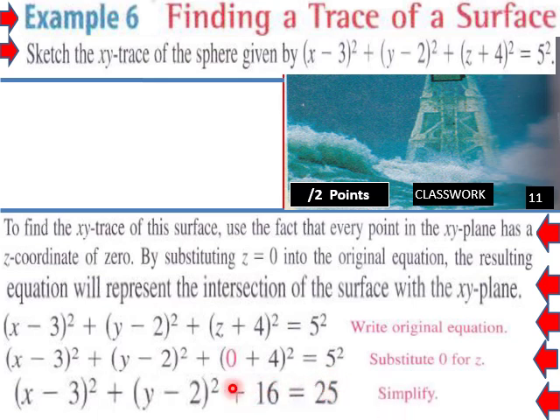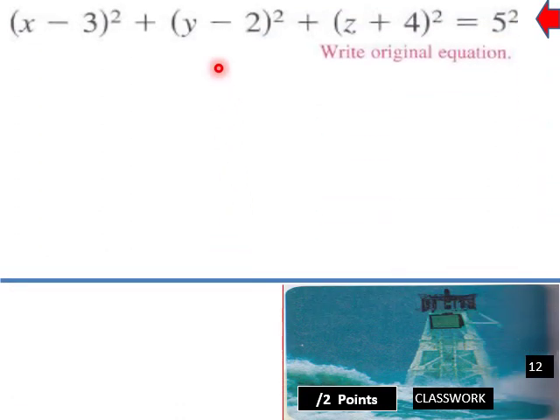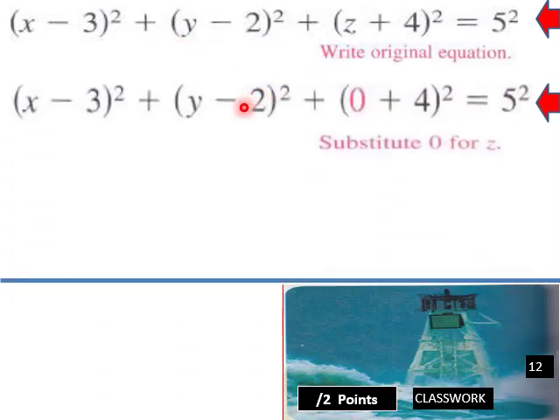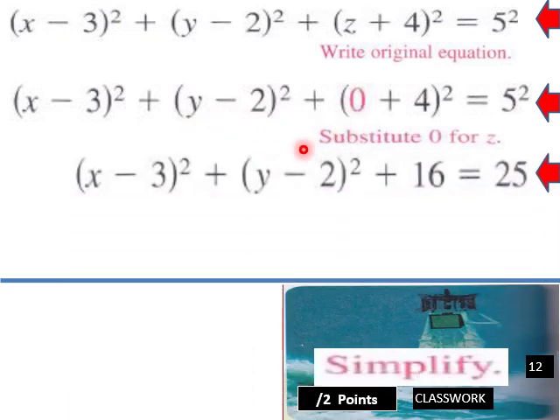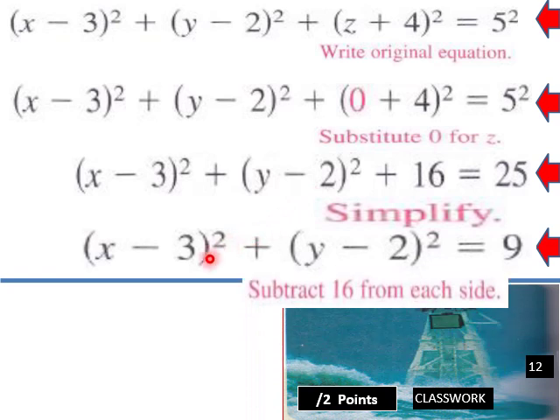So we simplify when we plug in our value here. And then once we have that, we can write our original equation and substitute 0 for z. We're going to do this again just to make sure you have it. Substitute 0 for z, and then we simplify back again. So we have this expression again, and then we move our 16 over there and we're left with this. Subtract 16 from each side.